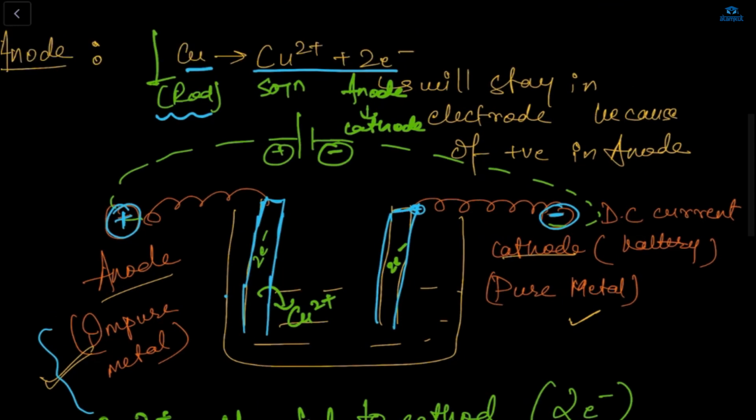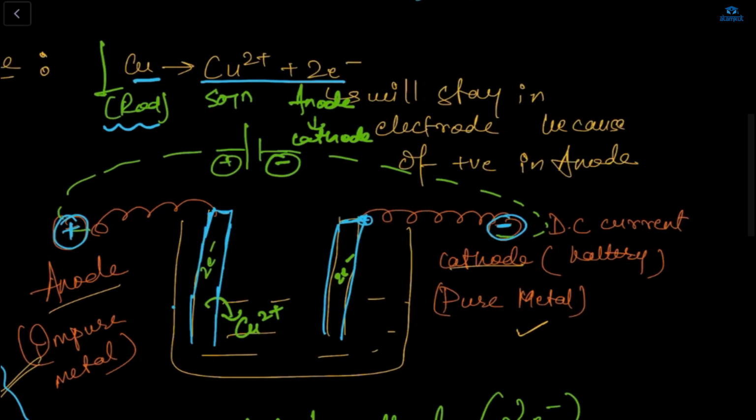Now what will happen to the anode? This part is connected with your DC battery. The electrons will go from the anode rod to the cathode rod, because the battery is connected, so the flow of electrons will take place. So the 2 electrons go from the anode to the cathode, and here in this electrode the 2 electrons have arrived.